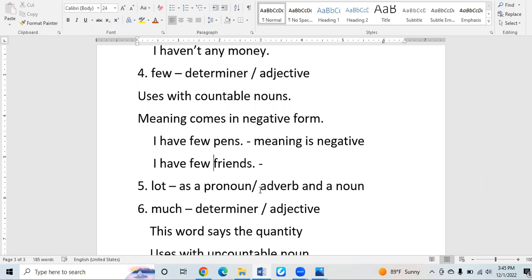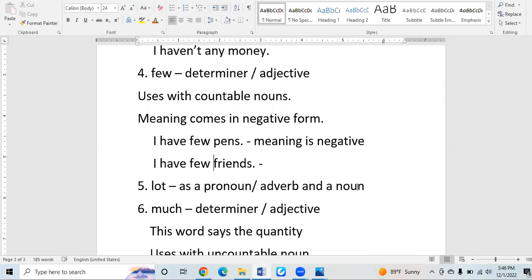If you use this lot as an adverb, you can say, he played tennis a lot last year. He played tennis a lot. Okay. And if you use lot as a noun, you further can say, it is just one lot of rich people stealing from another, right?